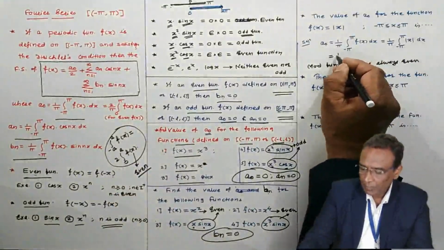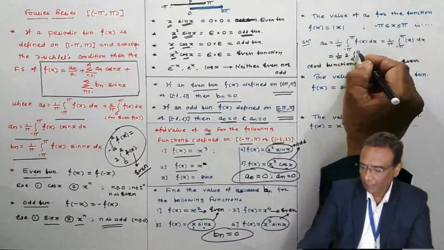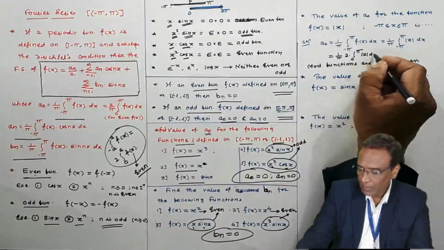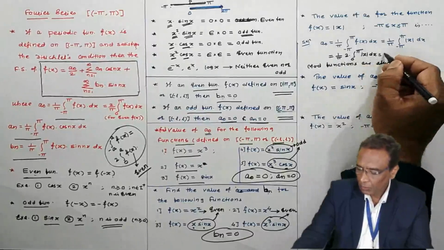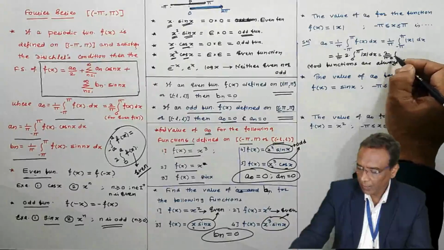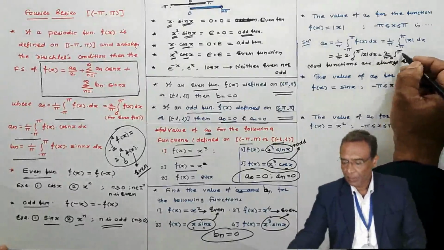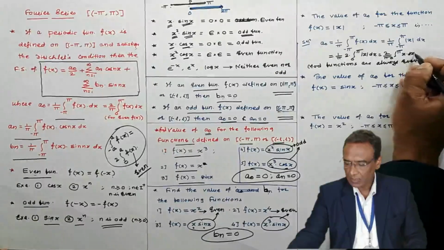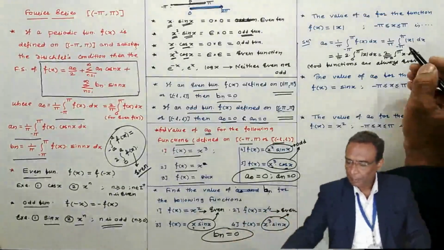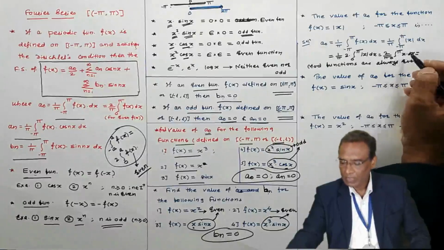Now 1 by pi times 2 times the integral from 0 to pi. This definite integral formula I am using, mod of x dx, so 2 by pi, from 0 to pi. For 0 to pi, mod x is x. Later on I will be telling you about the mod function. For 0 to pi, for the positive interval, mod x is x.